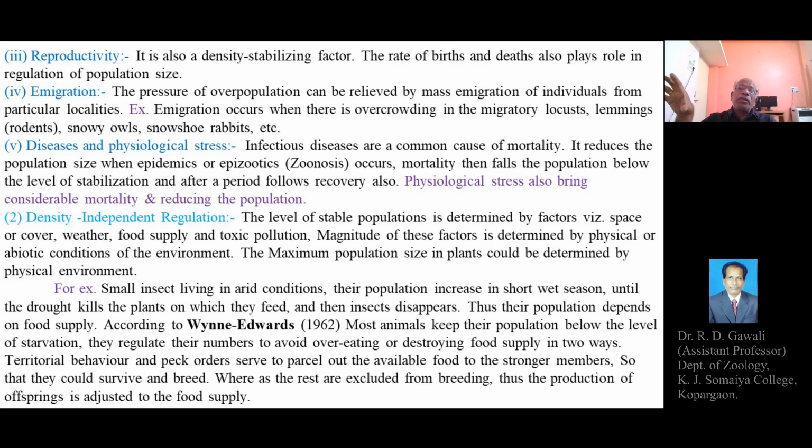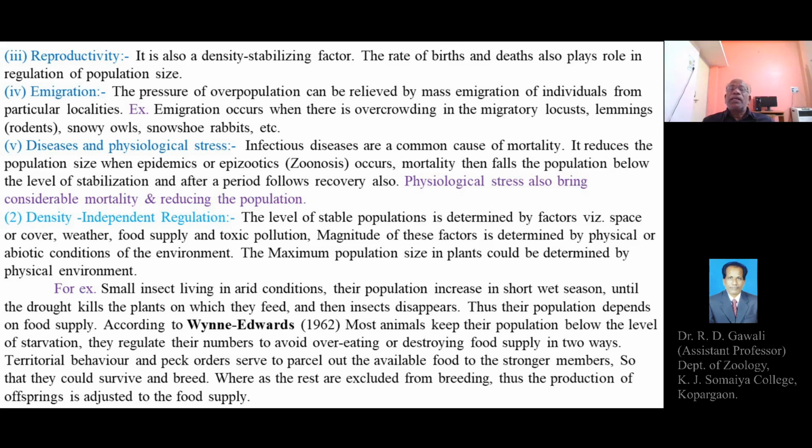In a particular location, when a large quantity of plants is available or developed during the wet or rainy season, ultimately this leads to an increased insect population. So this is the density independent regulation. Food supply, that is plants, is responsible for the population regulation. If a large quantity of food plants or food organisms is available in the surroundings, the population size will increase.